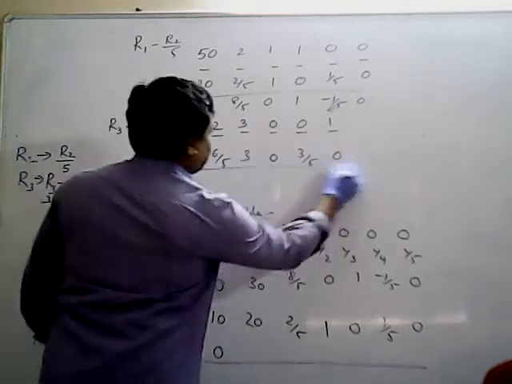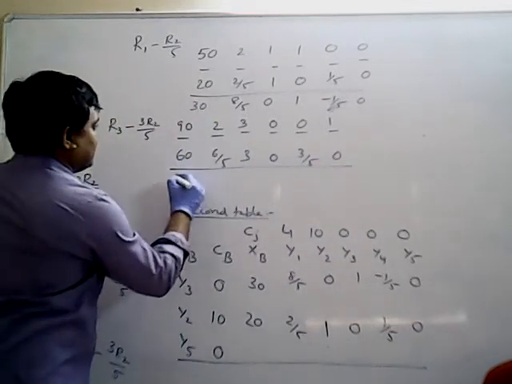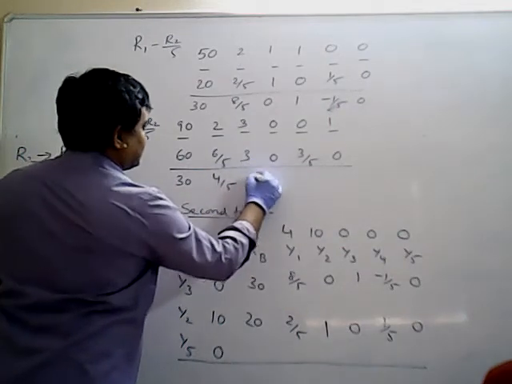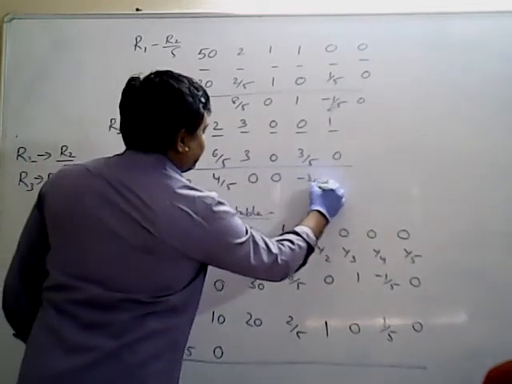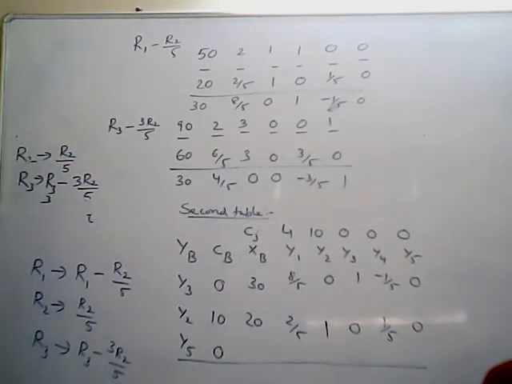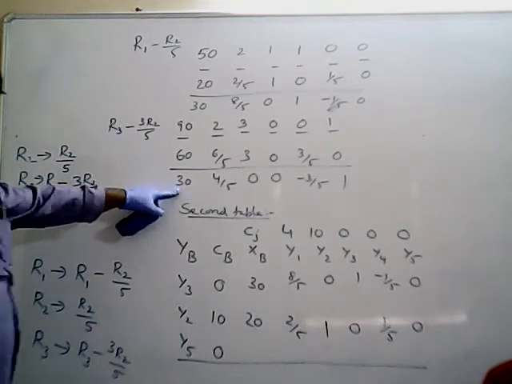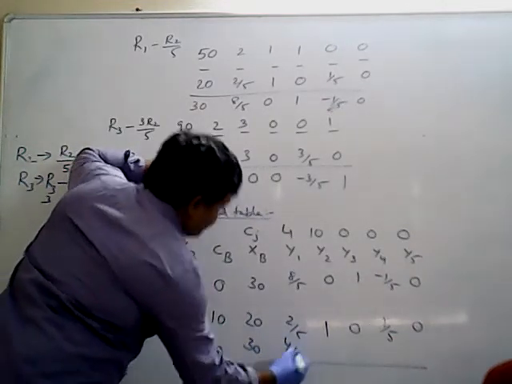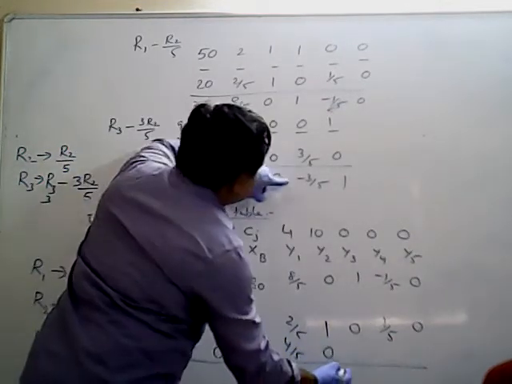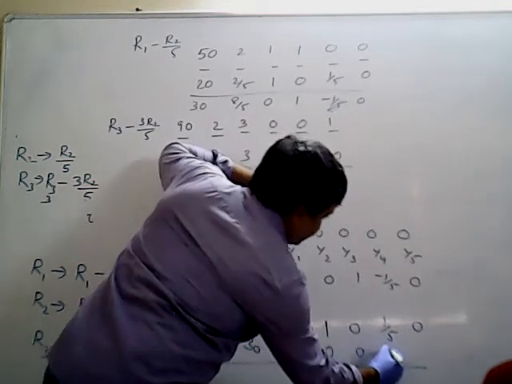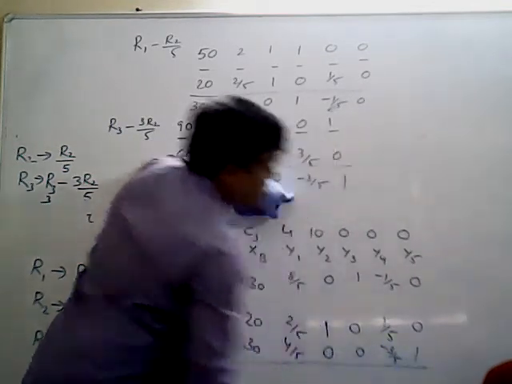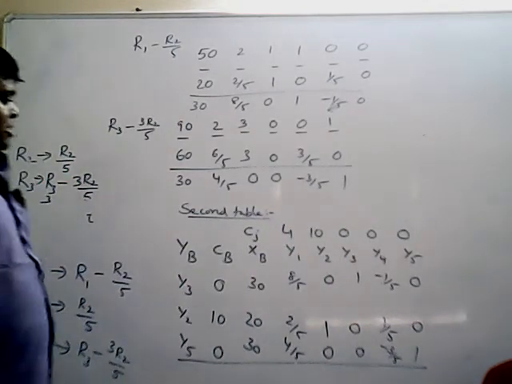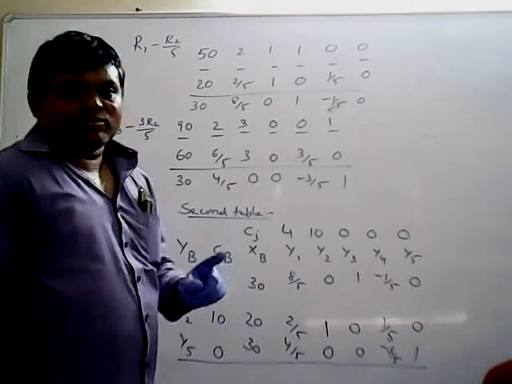Now do the subtraction. So 90 minus 60, 30. This is 10 minus 6, 4 by 5. This is 3 minus 3, 0. 0 minus 3 by 5, 1. Okay. Now this is the third row: 30, 4 by 5, 0, 0, minus 3 by 5, 1. Okay. Now if we see the procedure I have told, the key element should be 1.